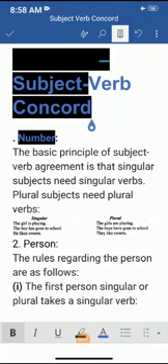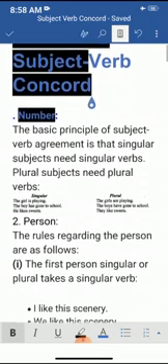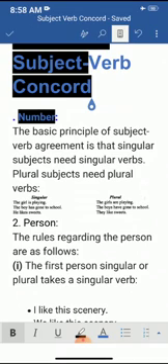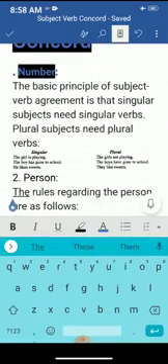This is a grammar exercise on subject-verb concord. Very important for grammar exercises. How to use the verb? It means we use the verb according to the subject. In general, when we use a singular noun, a singular verb is used, and when we use a plural noun, plural verbs are used. But there are some other rules which we will learn. We will become experts in English grammar.